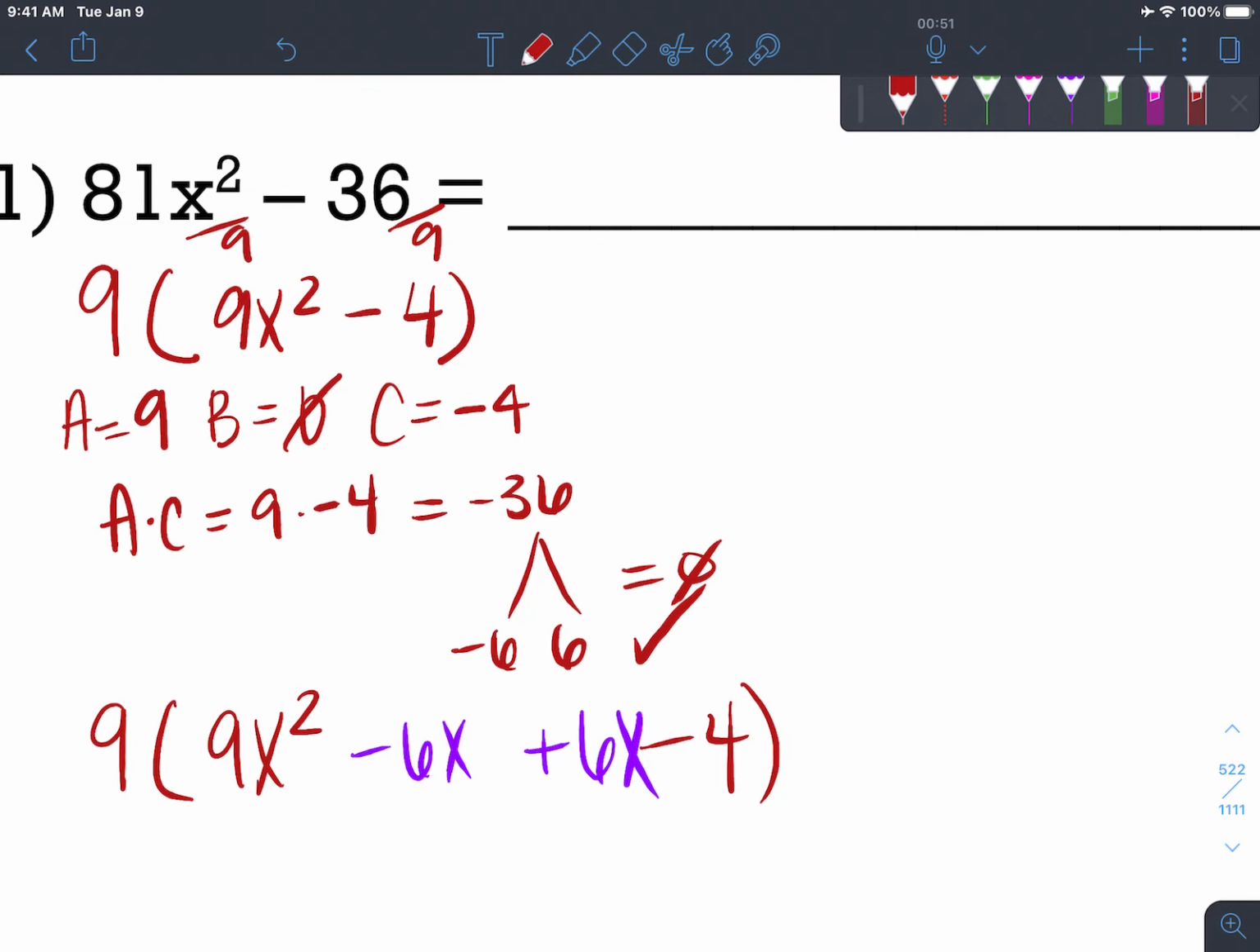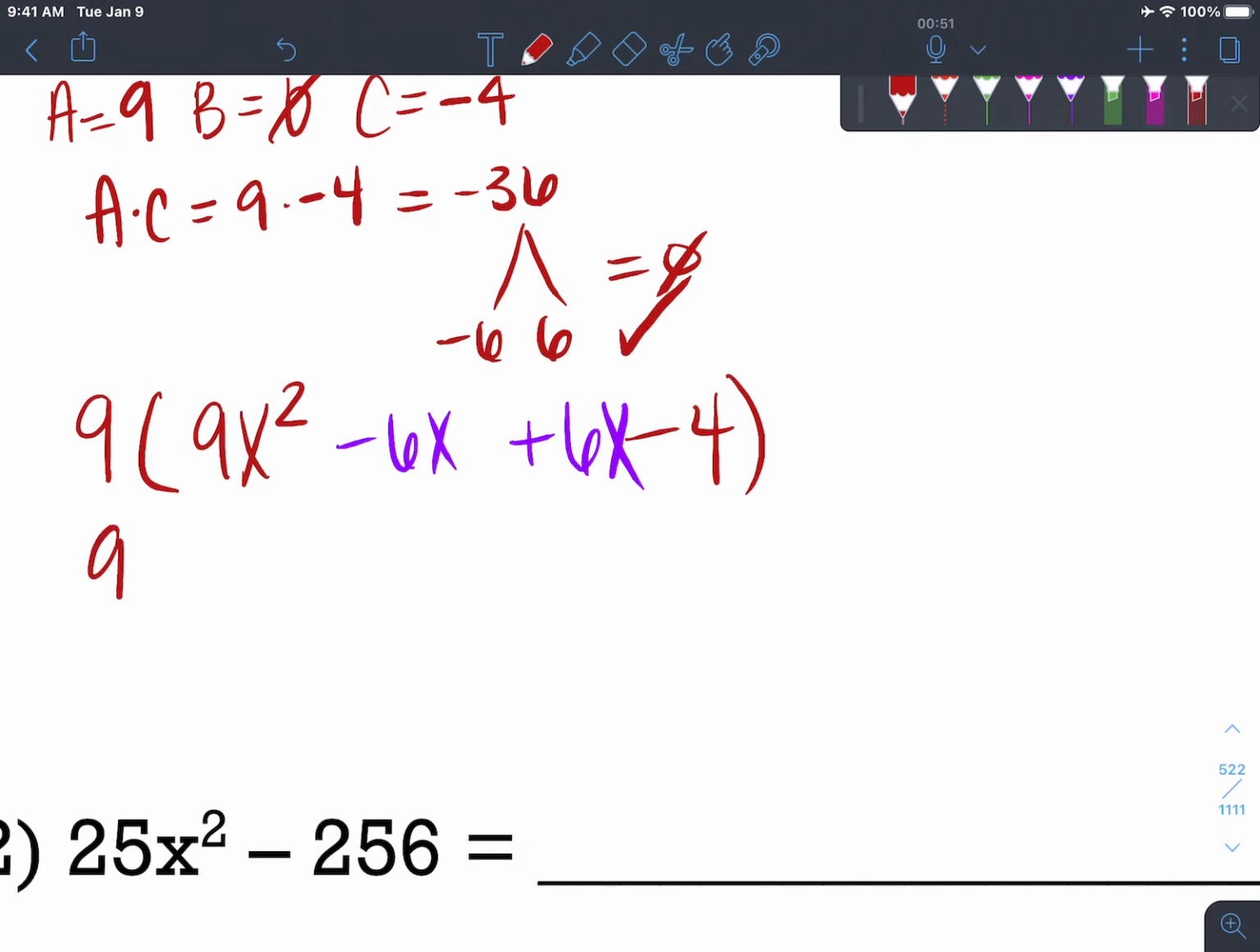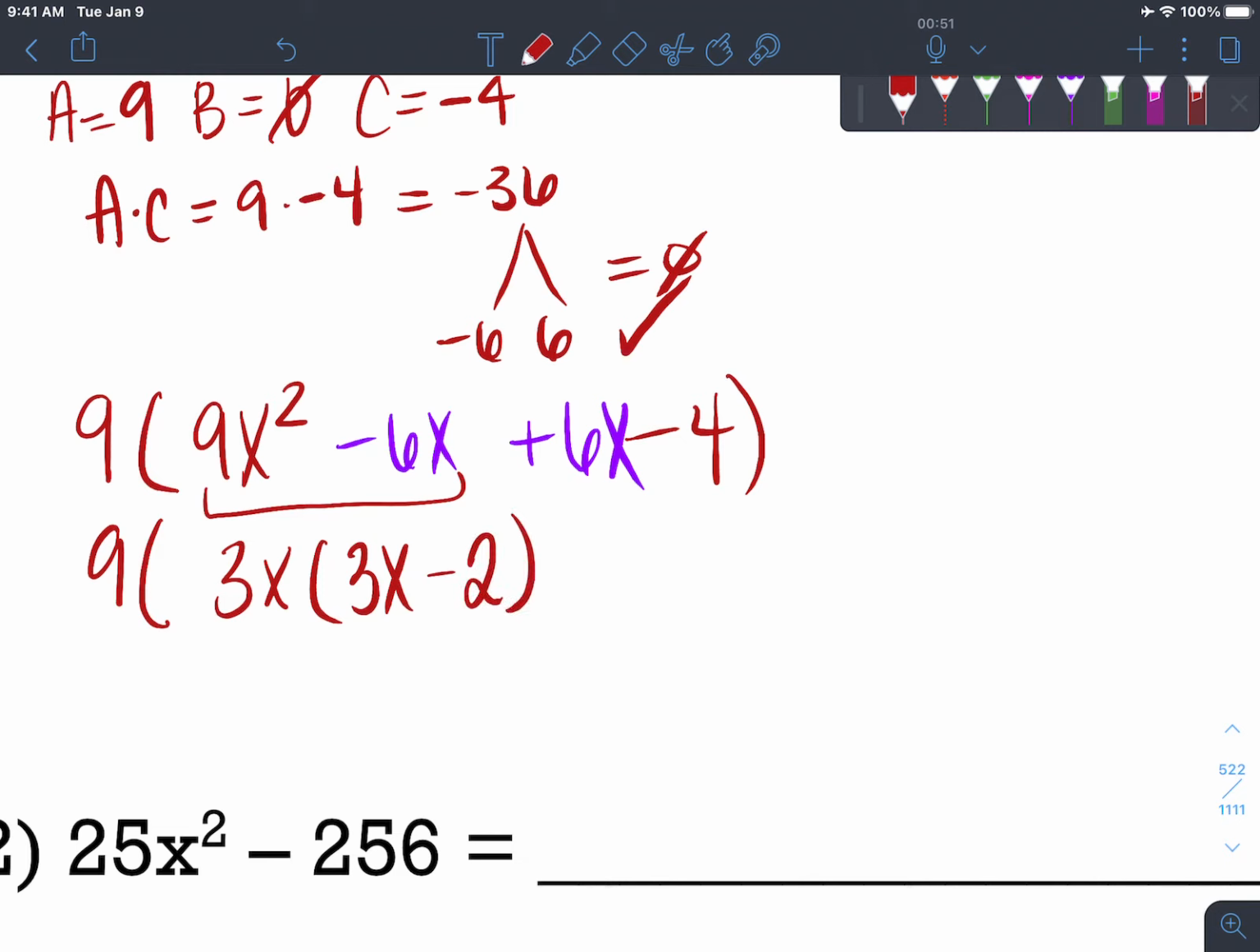All right. So now I'm going to go ahead and factor from just the first set of terms. They have a 3x in common. Now I'm going to factor from just my second terms. Looks like they have a 2 in common.